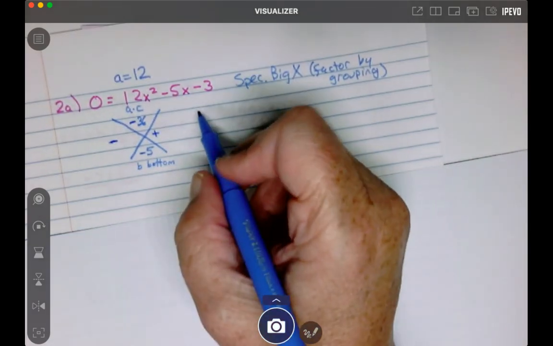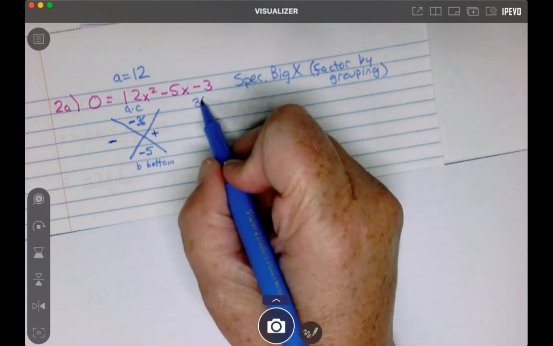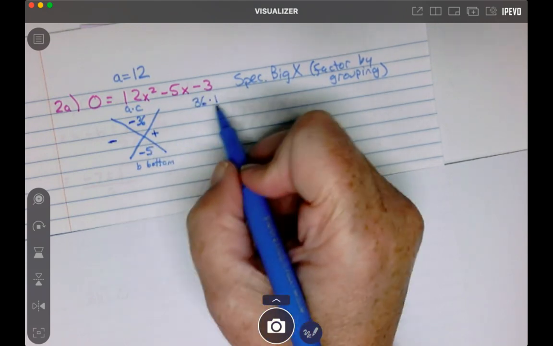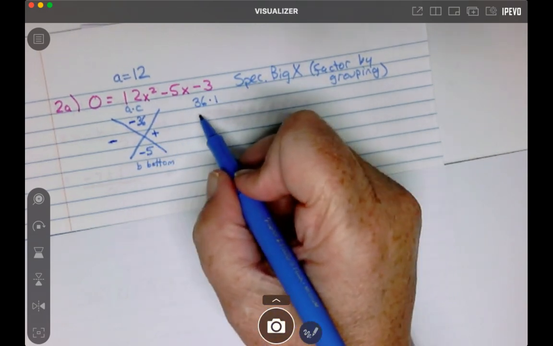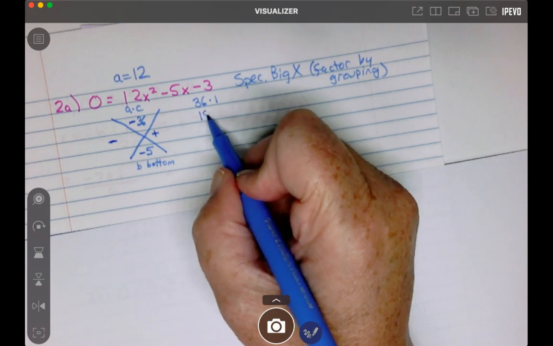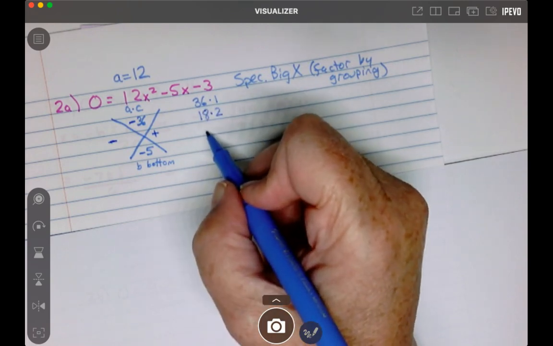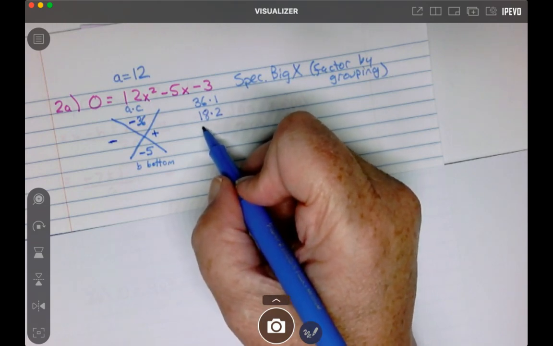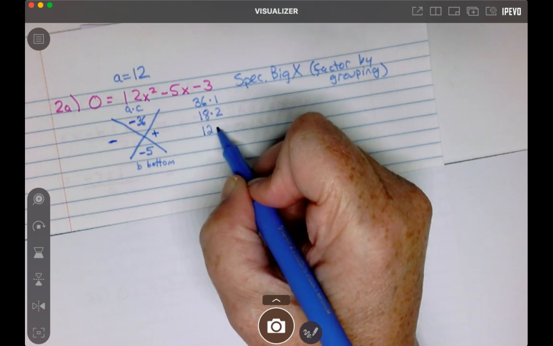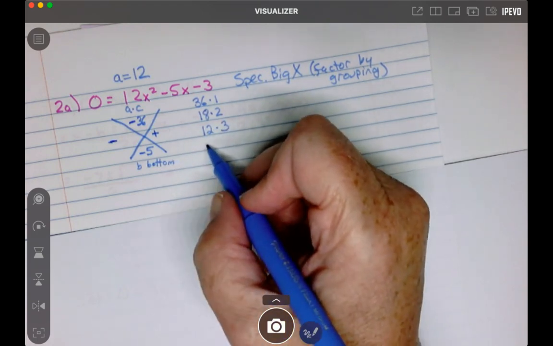So let's think about things that multiply to be 36 because there are certainly a lot of them. 36 times 1, well, no way that that is going to have a difference of 5. If I divide 36 by 2, I would get 18 and 2. Well, 18 minus 2 is not going to get us 5. And then if I divide by 3, I would get 12 and 3. And a negative 12 plus 3 is not negative 5.